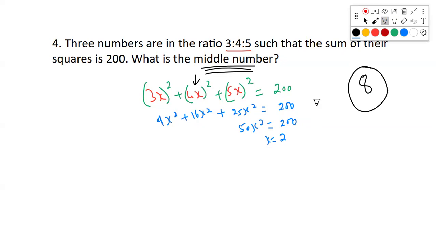Hope everybody is able to understand. 3 is to 4 is to 5 is only a ratio. I don't know the actual numbers, so let that be 3x, 4x, 5x. Two things are there: making a sum and squares also. So squares plus sum equals 200. Quickly square up, make a sum and get the x value. Middle number is 4x. So that will be your answer.